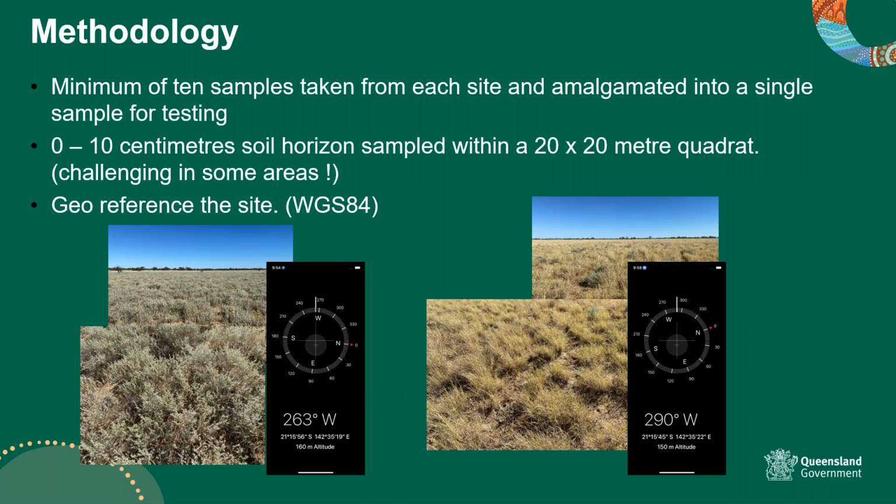Minimum 10 samples taken from each site and amalgamated into a single sample for testing. We focused on that 0 to 10 centimeter soil horizon, and we tried to sample that within a 20 by 20 meter quadrant. It was challenging to keep within that size area in a couple of places, like the soft spinifex hills in the Southern Gulf region. They're pretty skeletal soils, and if you can get a bit of topsoil in places, you're doing pretty well.